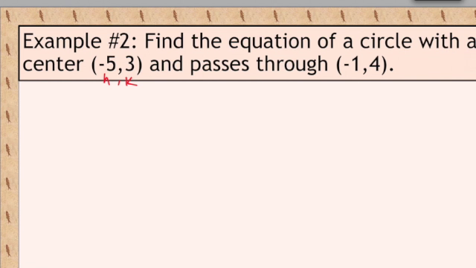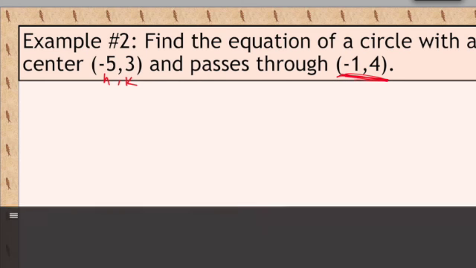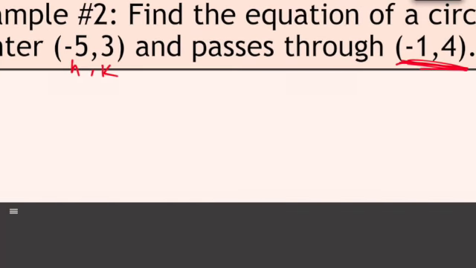If the circle passes through this point, then the distance between the center and that point is going to be the radius. So I'm going to use the distance formula to find the distance between those 2 points. My distance formula is going to tell me what the radius is. So square root of, let's go ahead and label these. This is my x1, this is y1, and then I'll label this x2, y2. And let's go ahead and plug it all in.